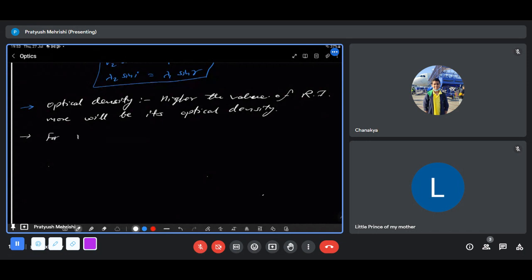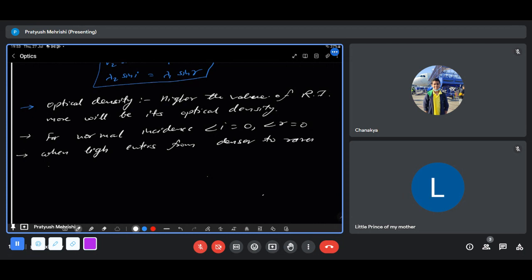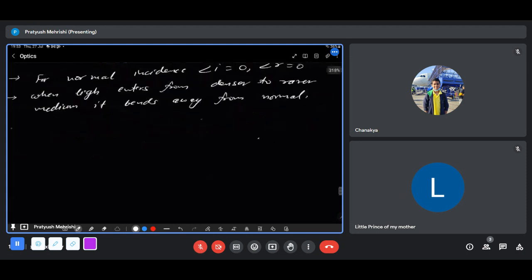Next, for normal incidence, the angle of incidence is 0 and the angle of refraction is also equal to 0. Whenever light is moving from a denser to a rarer medium, it bends away from the normal.